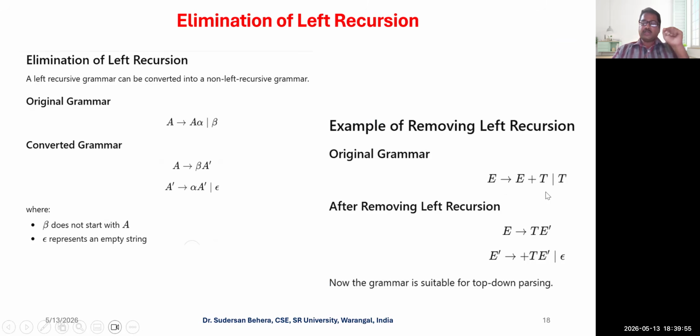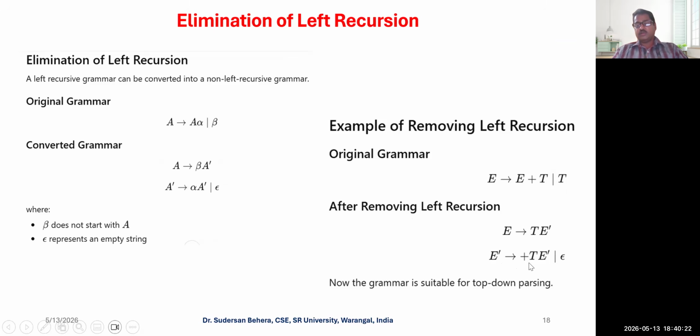E derives E plus T or T. After removing, by implementing this formula, here beta is nothing but T. So E derives T E dash. E dash is a new variable like A dash. E dash is a new variable inserted. Now what is alpha here? Alpha is nothing but plus T. Plus T will be taken as alpha.